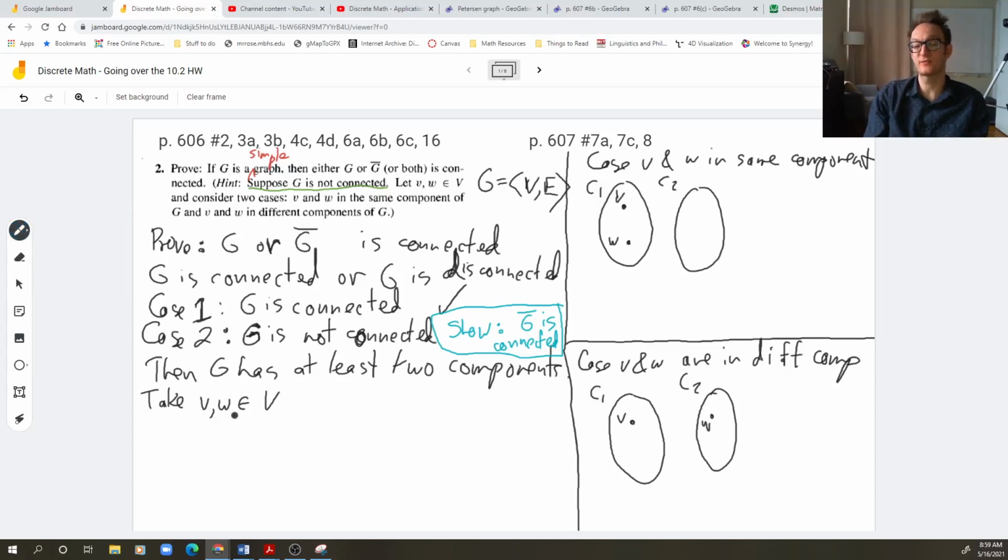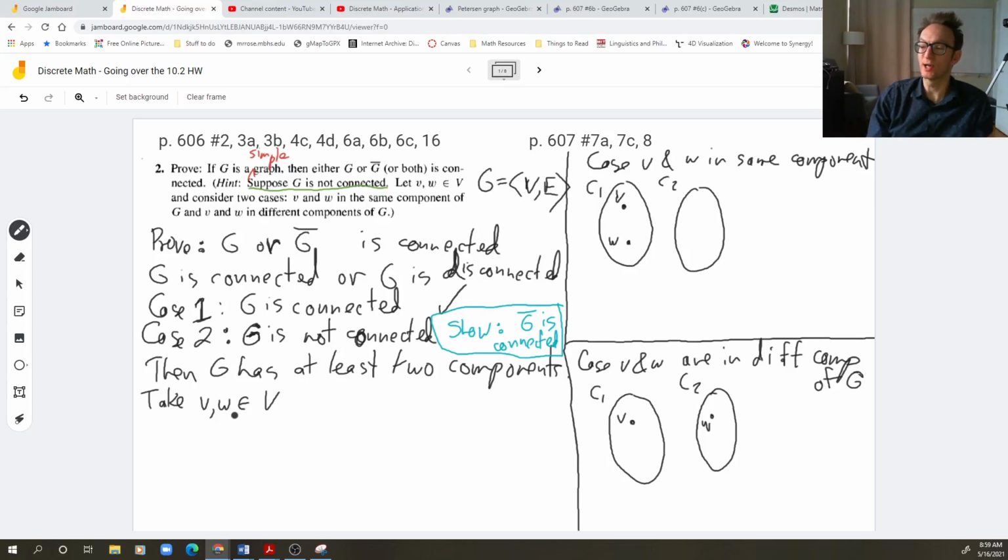Now let's do this case first because I think it's a little bit easier. Suppose that V and W are in different components, and it's really important that we say of G, because it's G that we know has at least two components, since G is disconnected. In other words, let's suppose that these two arbitrary vertices V and W in G are in different components of G.